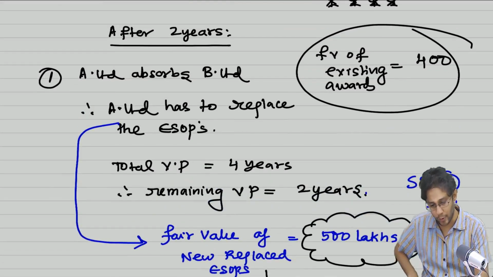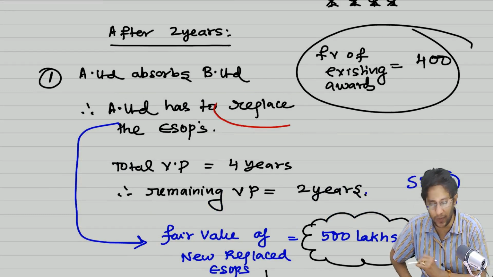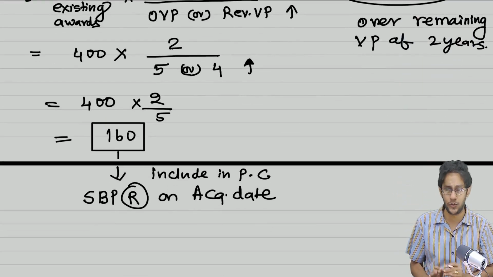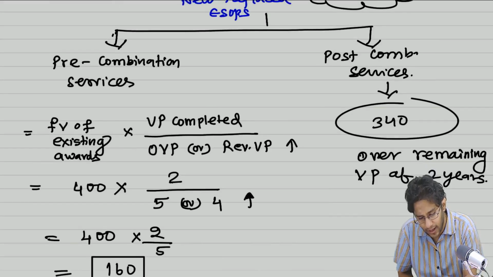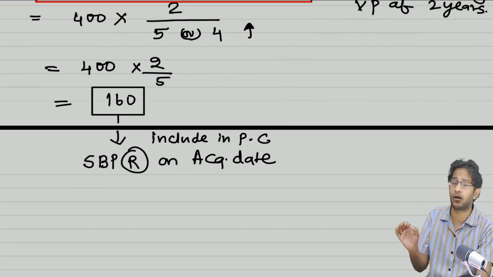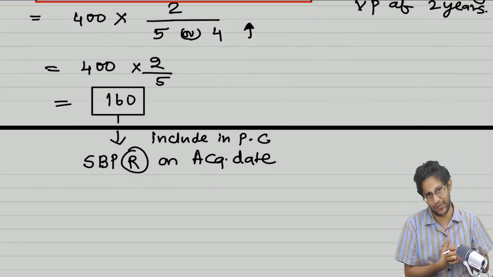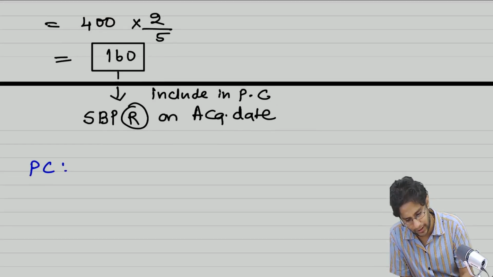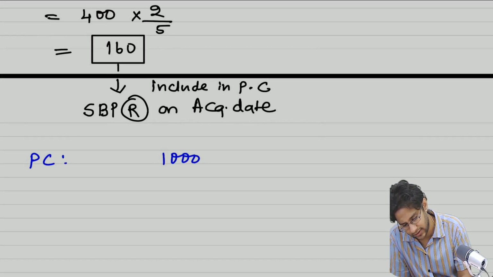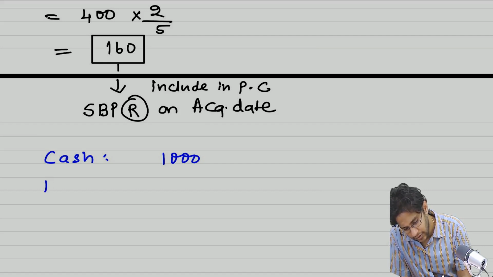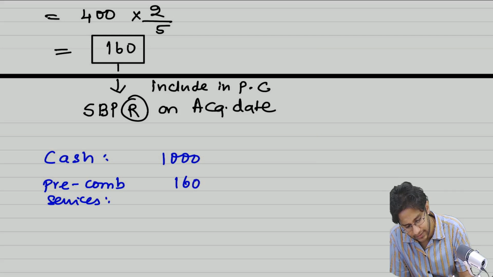This is the case when ESOPs are replaced. Replaced means old ESOPs are cancelled and new ESOPs are issued. When old ESOPs are cancelled and new ESOPs are issued, for the pre-combination services you just apply this formula. Whatever answer comes, go and include it as a part of PC and consequently create an SBP reserve. Now how will this look? Just for understanding, one small example. Suppose the cash PC you are paying is 1000. Now, the value of this pre-combination services you measured at 160.